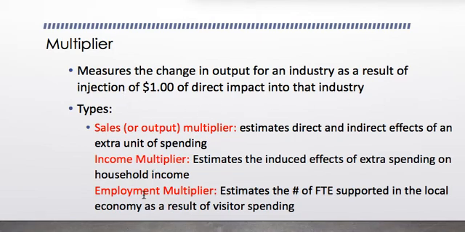Now, there are essentially three different types of multipliers that the U.S. Bureau is going to put together. There's a sales or output multiplier, which is going to estimate direct and indirect effects on spending. Income multiplier, which is going to estimate those induced effects of spending on actual household income. And then employment multiplier, it's basically just going to estimate the number of full-time jobs that were supported as a result of that spending. So like I said, there are essentially three different tables you could go to here depending on what information you're trying to assess when you're trying to measure these different stages of spending.